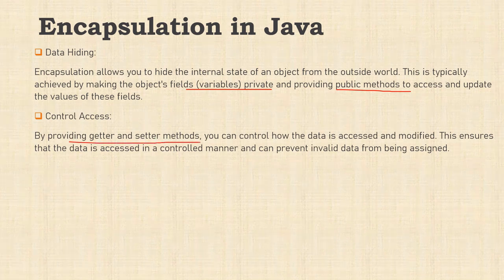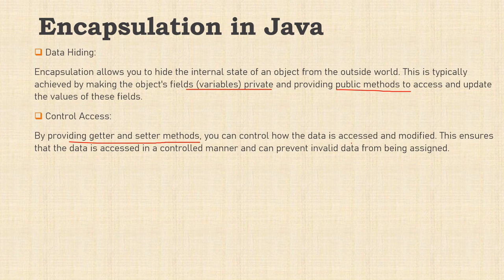Just now we have discussed this. By providing getter and setter methods we can control how the data is accessed and modified. It ensures that the data is accessed in a controlled manner and can prevent invalid data from being assigned.